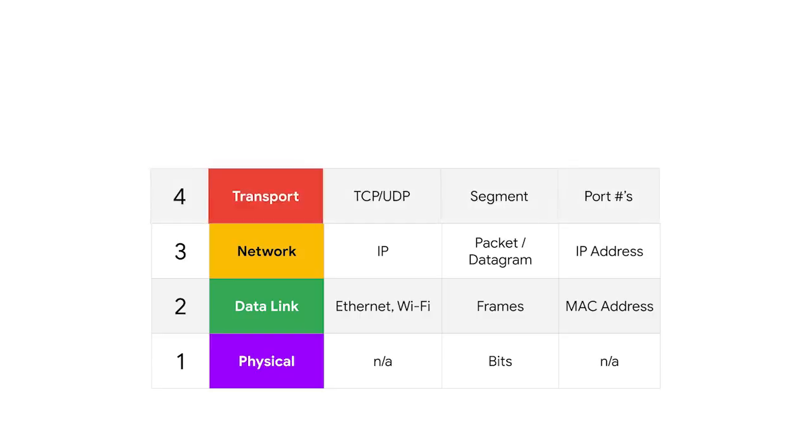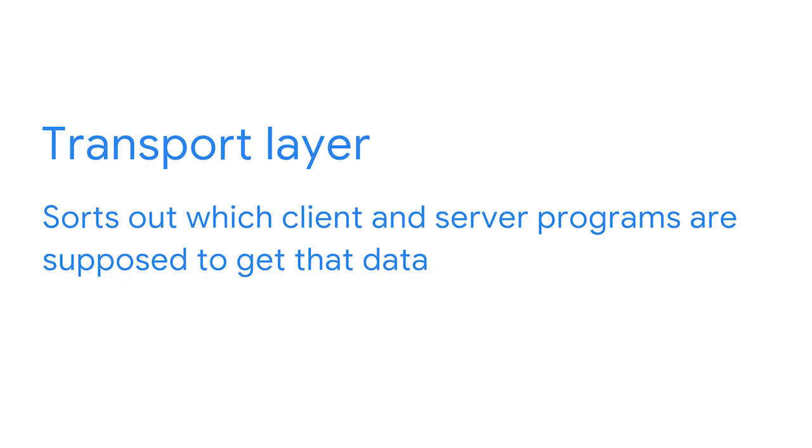That's because of our next layer, the transport layer. While the network layer delivers data between two individual nodes, the transport layer sorts out which client and server programs are supposed to get that data. When you heard about our network layer protocol, IP, you may have thought of TCP/IP, which is a pretty common phrase. That's because the protocol most commonly used in the fourth layer, the transport layer, is known as TCP, or Transmission Control Protocol. While often said together as the phrase TCP/IP, to fully understand and troubleshoot networking issues, it's important to know that they're entirely different protocols serving different purposes.